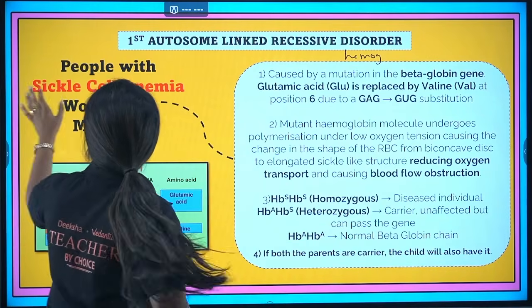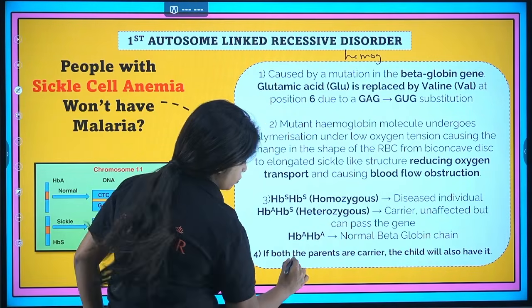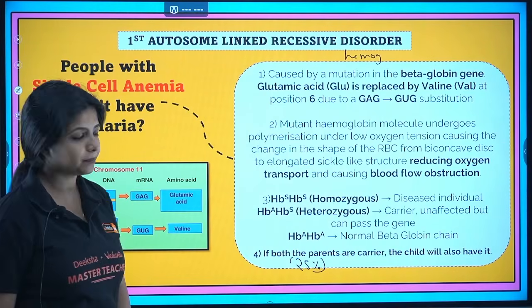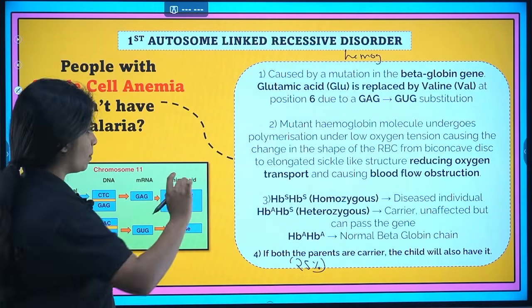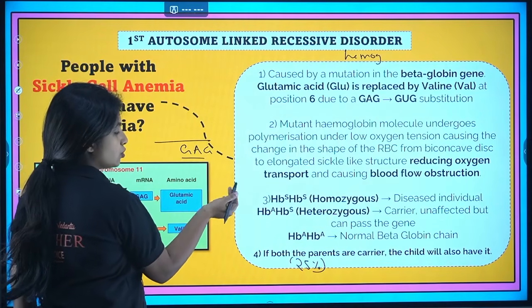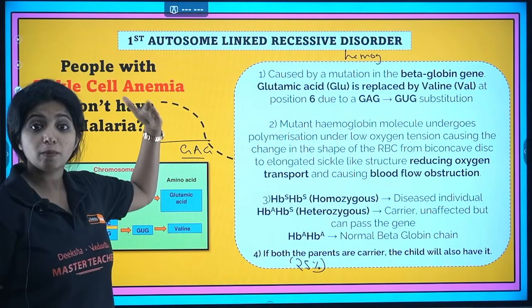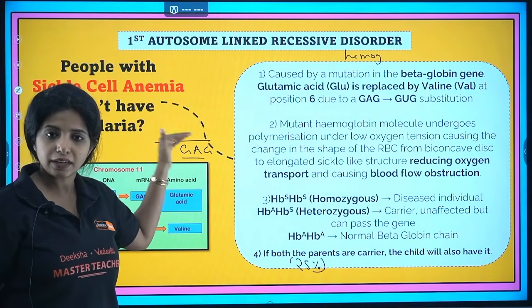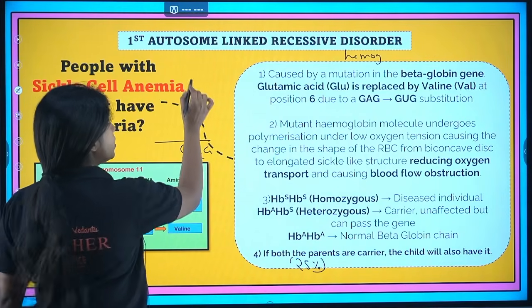How much percentage of children, my dear children? 25% of them are going to be affected over here. I hope that is clear. And also remember, your mRNA is being affected. GAG to GUG, right? That means sometimes the problem can be here. So the problem can be happening up here, in transcription, where RNA is being formed. So the problem can be happening in the DNA also.